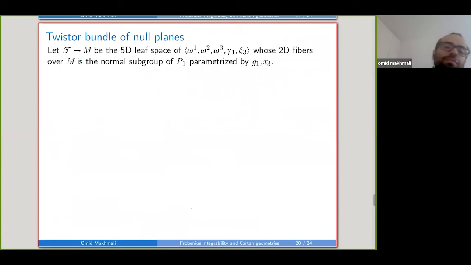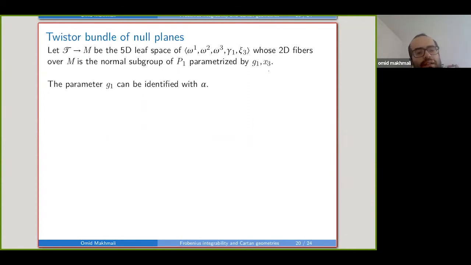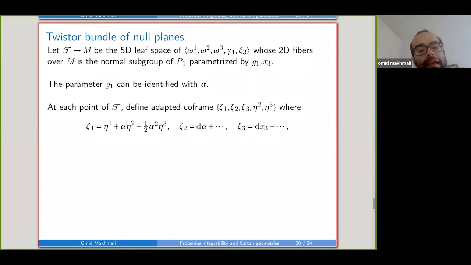So now we define a five-dimensional leaf space of this integrable Pfaffian system, and its two-dimensional fibers over M are again a normal subgroup of P1 parametrized by G1 and X3. Again, the parameter G1 can be identified with alpha that parametrizes null planes. And so on the twister bundle, just as before, we can now have an adapted coframe. The adapted coframe is given by eta 2, eta 3, and this one form, which parametrizes null one forms, and these two additional one forms we found previously in our computation that I'm not going to write down again.